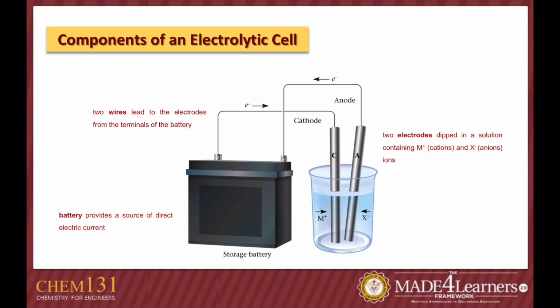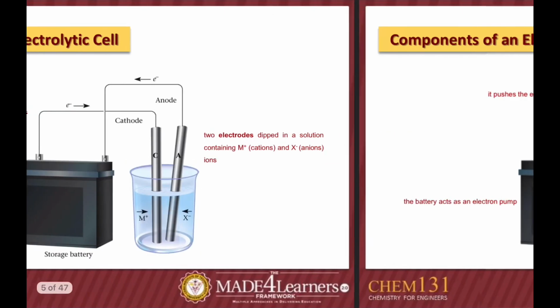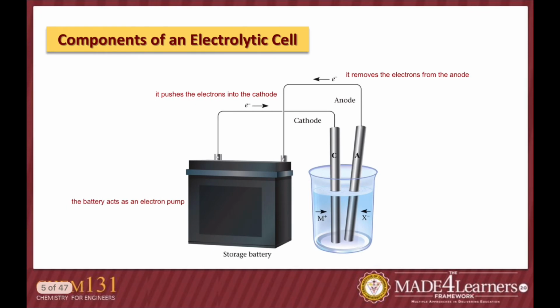So we have the cation and the anion. M and X here represent any element. So ions. So what is the mechanism of the flow of electrons in the electrolytic cell? The battery acts as an electron pump. What it does is that it pushes electrons into the cathode.